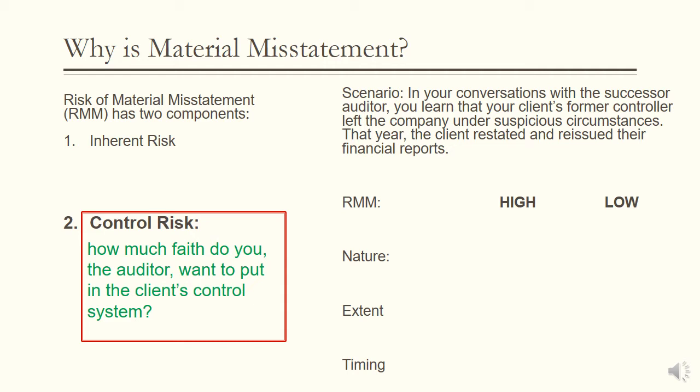So let's go back to these practice scenarios now that we've gone into a little more detail about control risk. In this first scenario, you learn that your client's former controller left the company under auspicious circumstances and that the client restated and reissued their financial reports. Not knowing much about the control system, you can tell that the control environment itself is lacking. The client's former controller was clearly up to no good, and something was up with the control activities because the client had to restate and reissue their financial reports.